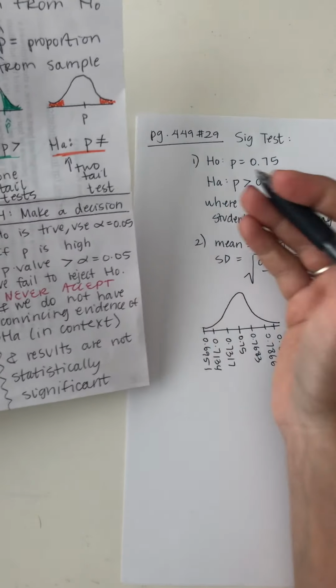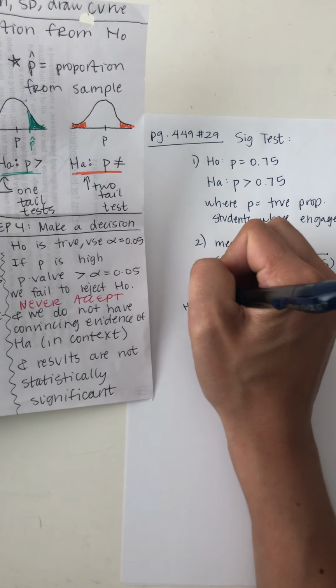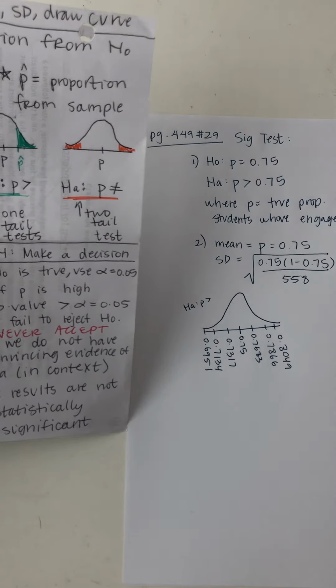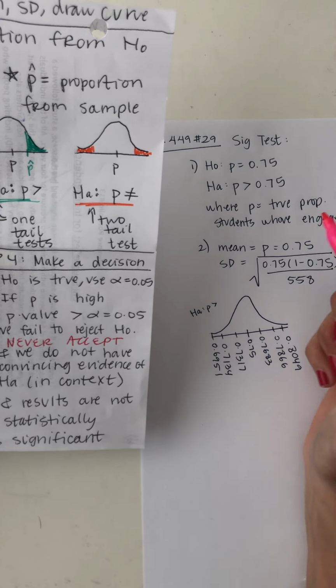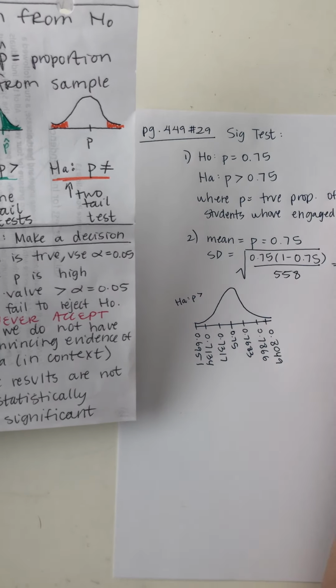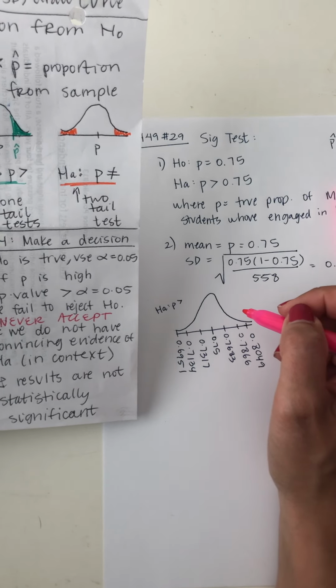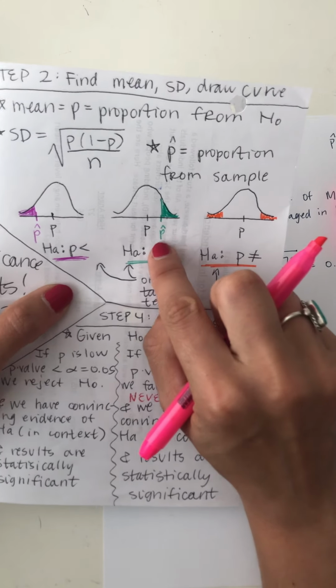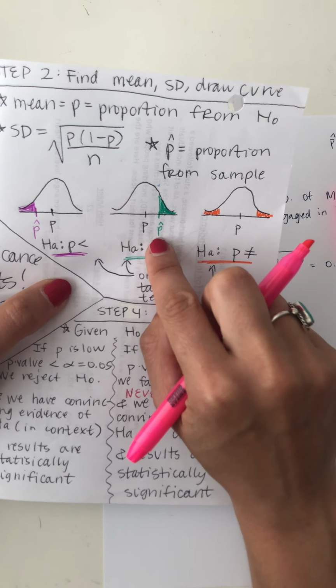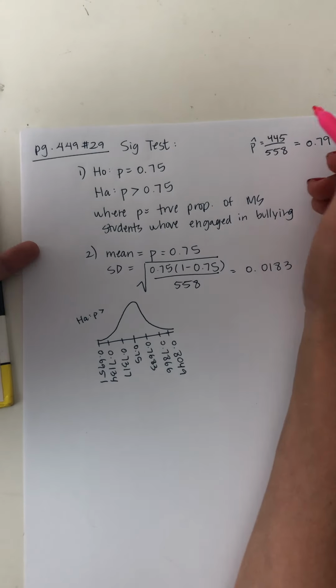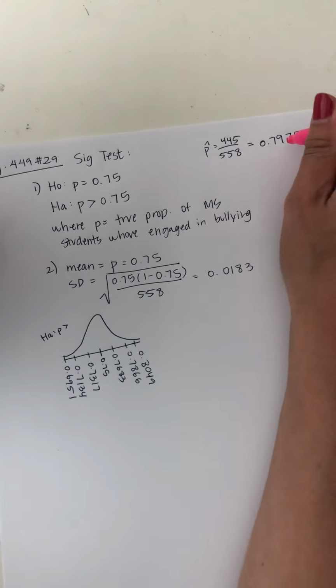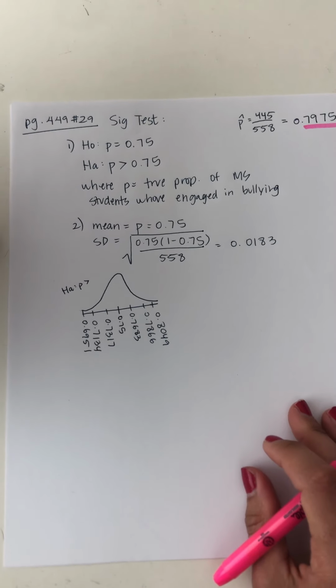P is greater than. So the HA says that P is greater than. So I'm going to take my highlighter and I'm going to highlight the greater than. Okay, I'm going to highlight the P hat. So my P hat is up here. P hat is about 79.75 right there, my P hat.